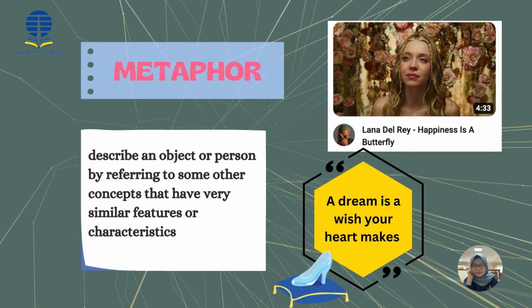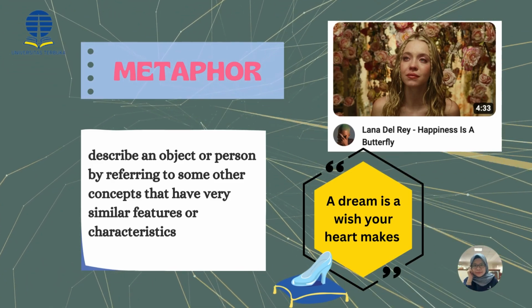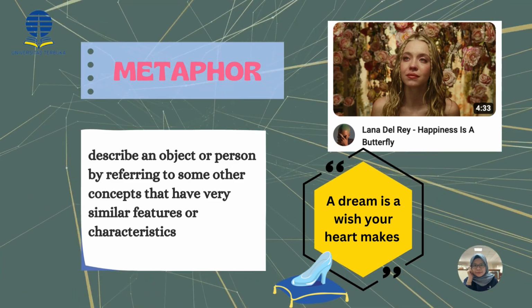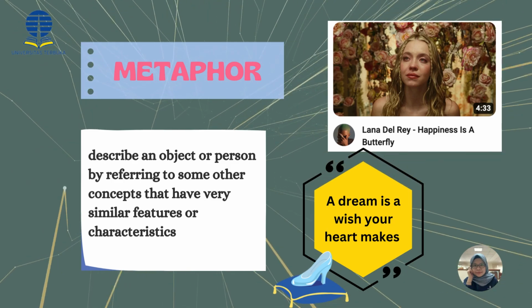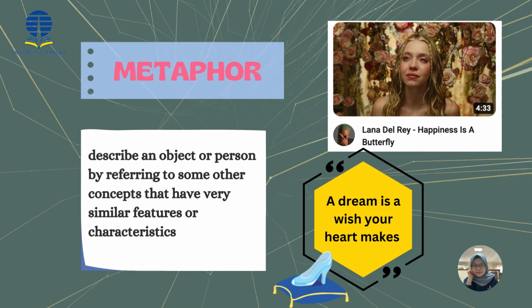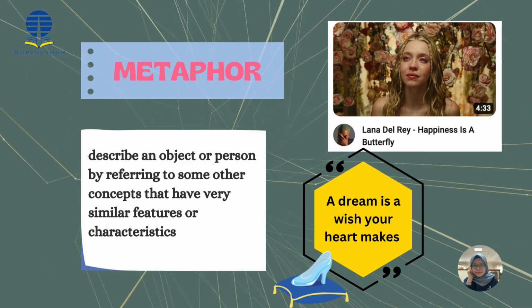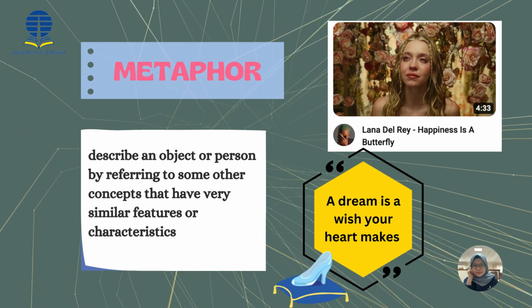Metaphor. This strategy is the inseparable component of literary text as it helps authors describe an object or person by referring to some other concepts that have very similar features or characteristics. Connection between two things is obligatory, but metaphor does not compare them using words like.